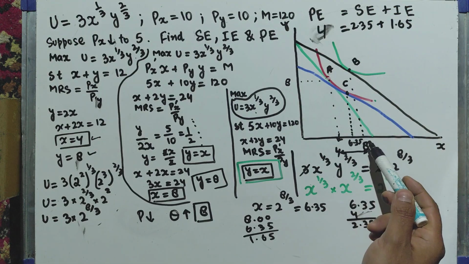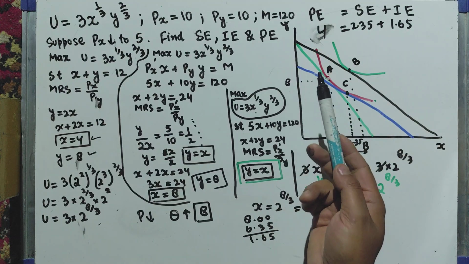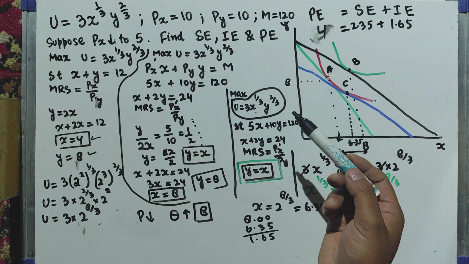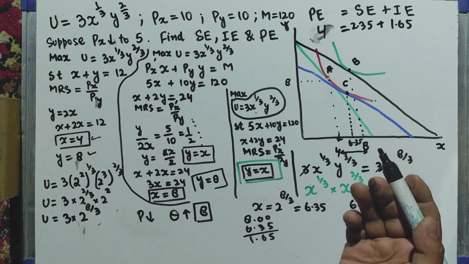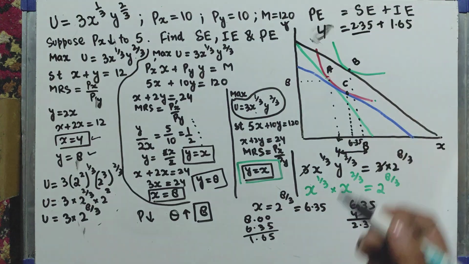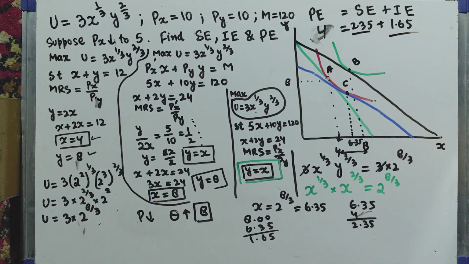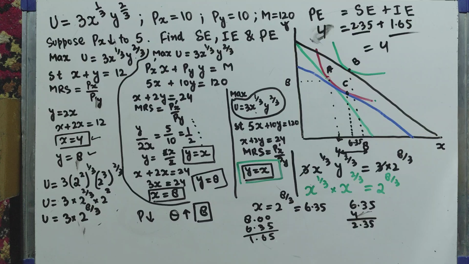Now the price effect, the change in the quantity demanded, which is equal to 4, is in fact equal to the substitution effect plus the income effect. That means 2.35 units of the quantity demanded which increased is due to the substitution effect, and the rest is due to the income effect, that is 1.65. When you add these up, it should also come out to be equal to 4. I hope I make myself clear in this video.